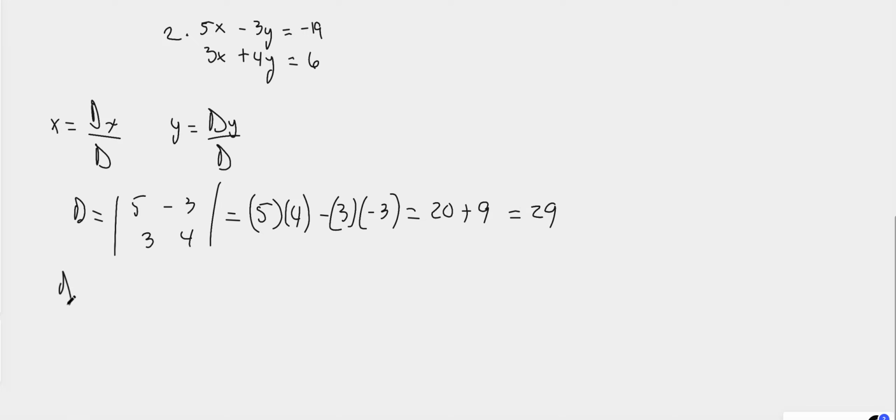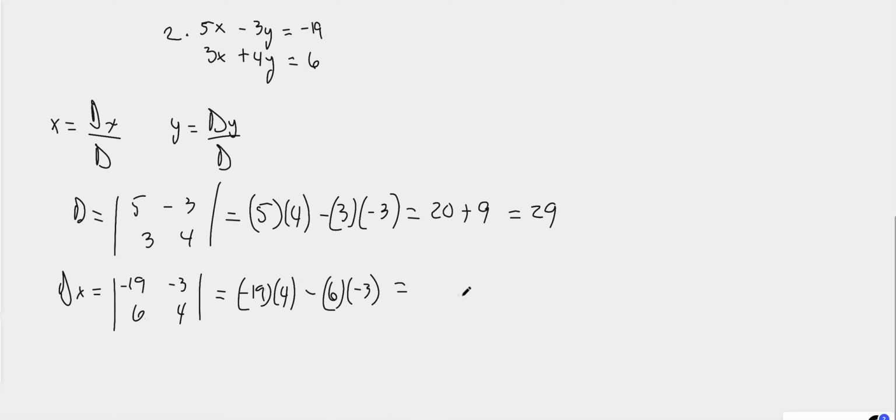Okay, and then we have the determinant of x. Let's write down our matrix. That will be negative 19, 6, and negative 3 and 4. And that's equal to negative 19 times 4 minus 6 times negative 3. Well, negative 19 times 4 is negative 76. And negative 6 times negative 3 is positive 18. And that gives us negative 58.